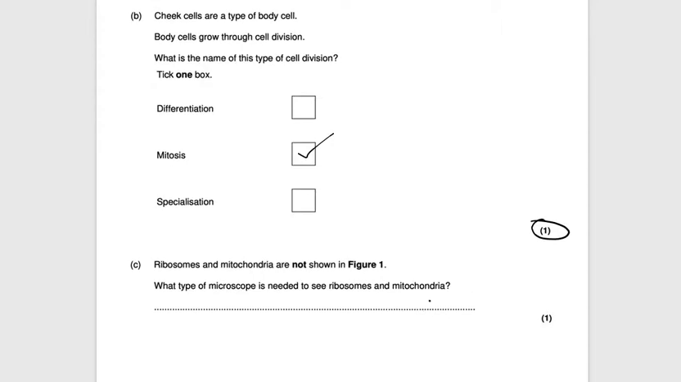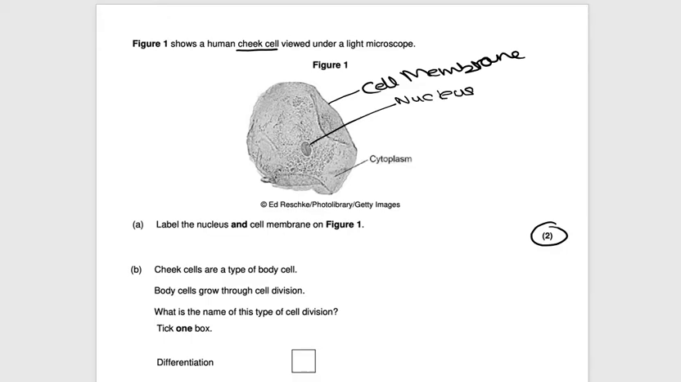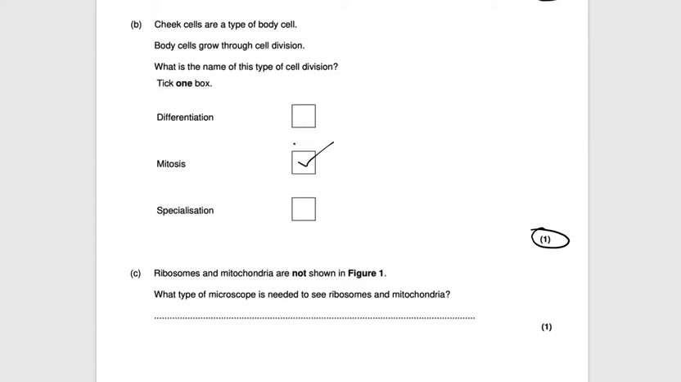Next question, ribosomes and mitochondria are not shown in figure 1. So in this figure we are not shown any ribosomes or mitochondria. What type of microscope is needed to see ribosomes and mitochondria? Well, there are 2 types of microscopes. We have the light microscope and the electron microscope. Ribosomes and mitochondria are smaller figures in the cell, and we would need extra magnification to see them more clearly, and that extra magnification the electron microscope gives us. So the answer to this is going to be the electron microscope. Okay, and that will get you 1 mark.